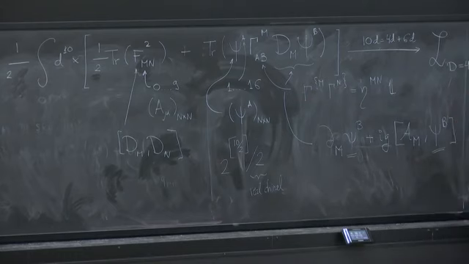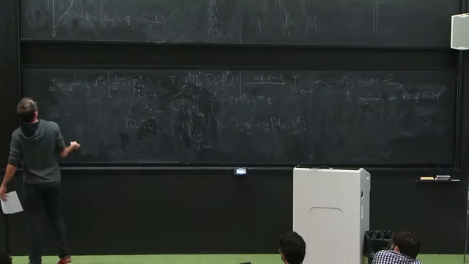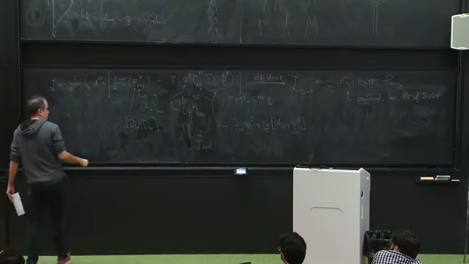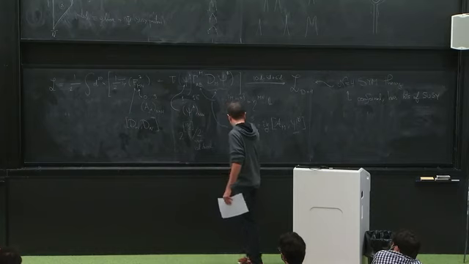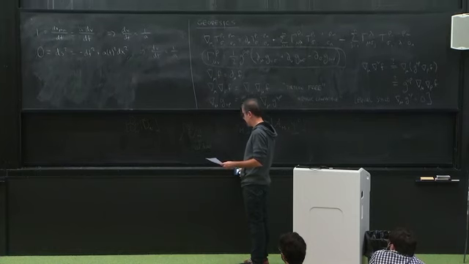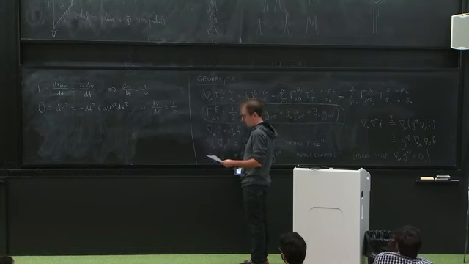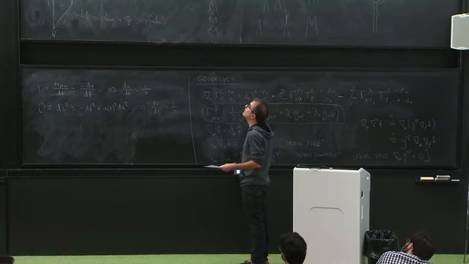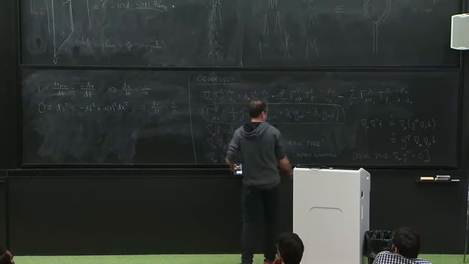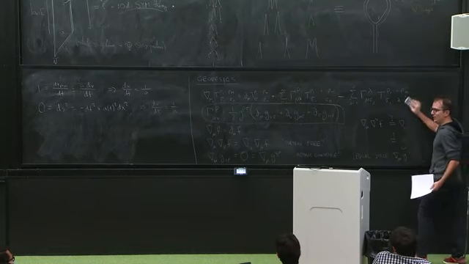Okay. Now, this action is invariant, as I said, supersymmetric. So it is invariant under transformations that I'm going to write on that blackboard there. I have to erase this. Maybe I can have half an hour more because of that.